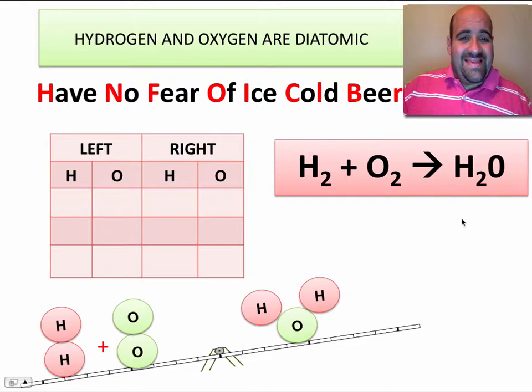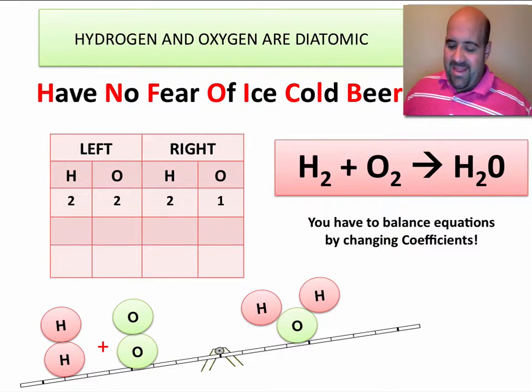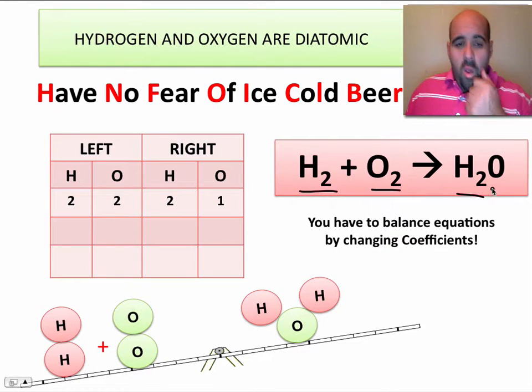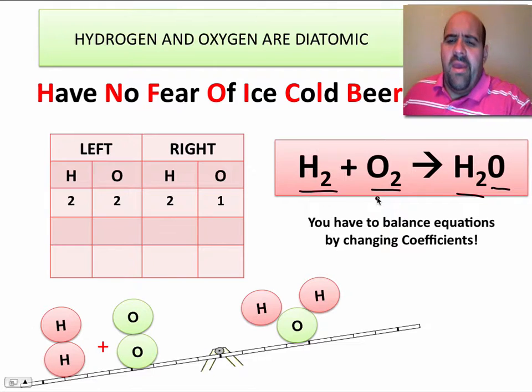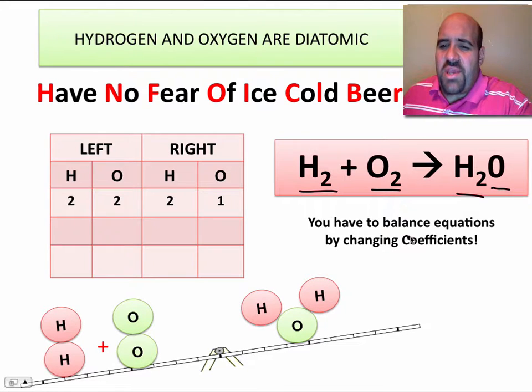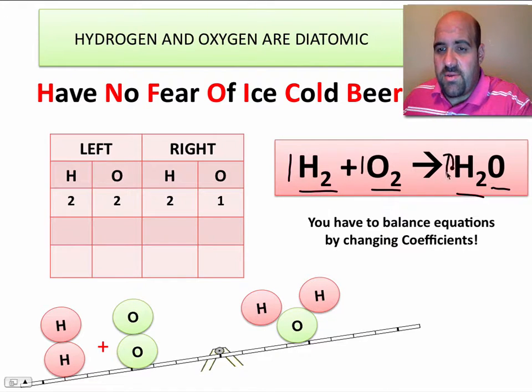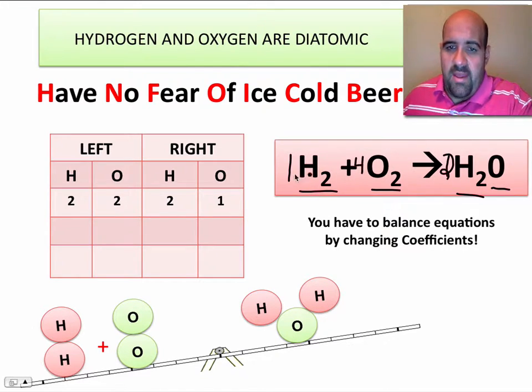Well, the first thing is to count atoms, and we did that already. On the left side, we have two hydrogen and two oxygen. On the right, two hydrogen, one oxygen. And we have to balance the equation by changing coefficients. Notice that all of these have a coefficient of 1, we just don't write it. So we're saying 1H2 plus 1O2 yields 1H2O. But you can change these. You can make this a 2, make that a 4, and so on.